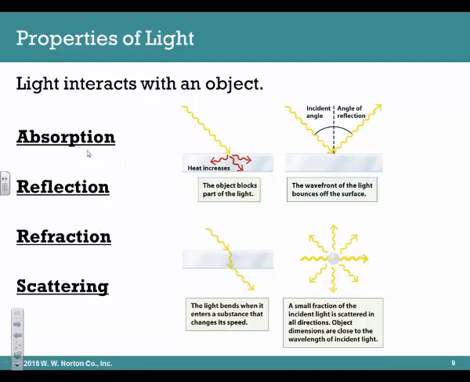So the properties of light include absorption, reflection, refraction, and scattering, which are defined here, and these all are important. You have to control all of these behaviors of light in order to optimize the amount of light that gets to the eye that's observing the specimen.